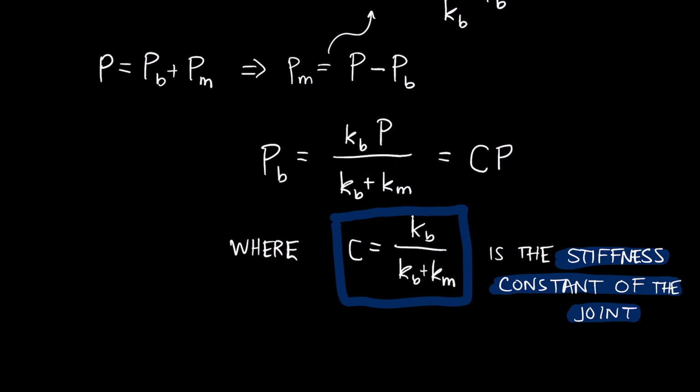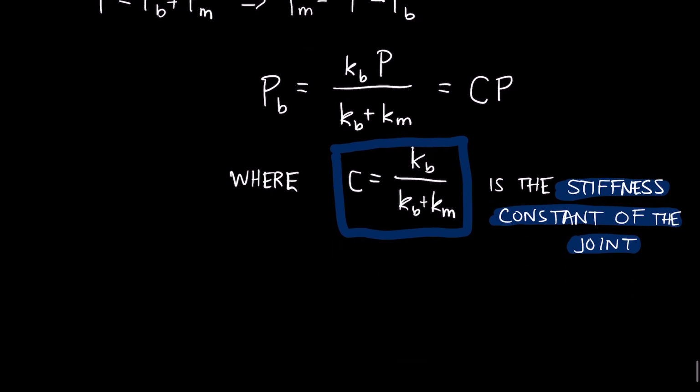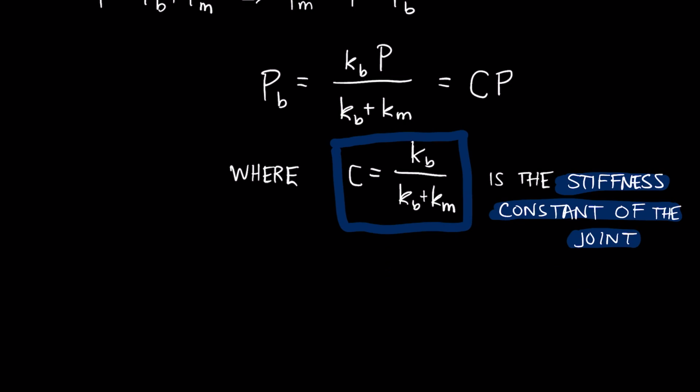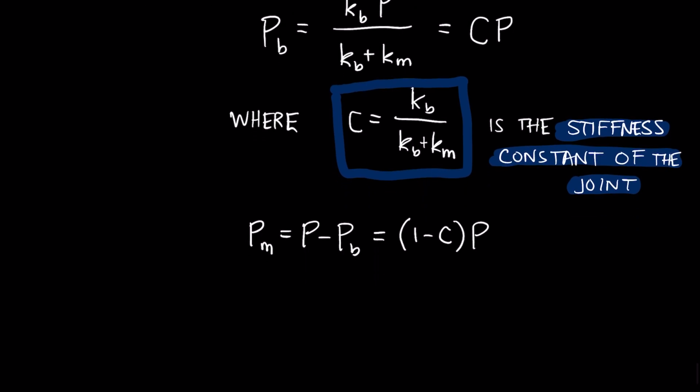So before we discuss that any further, let's just write a couple more equations so that we can look at this in more detail. We can also write an equation for the portion of the external load that goes to the members. It is just equal to P minus PB, or 1 minus C times the external load. And that tells us that the resulting bolt load is going to be equal to the sum of the portion of the external load that goes to the bolt plus the preload.